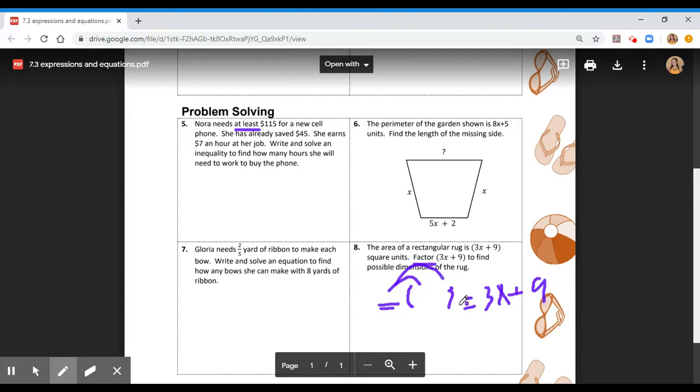So you want to think about what this value here could be that would distribute. In other words, you're thinking, are there common factors in 3x and 9 that you could divide out? Good luck.